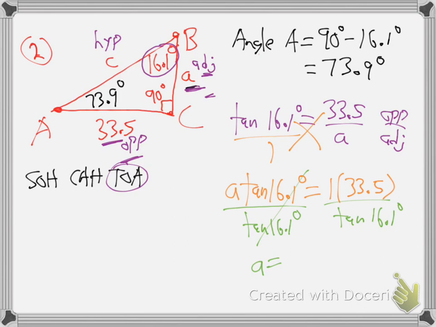So, all right. 33.5 divided by tangent of 16.1. I'm getting 116.06 on that for little a. And if you did it the other way, using the other angle, you'd get the same answer as well. Is that good? And then we just have one more side to go. So there's the little a.